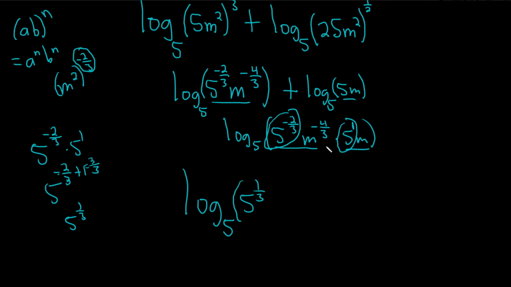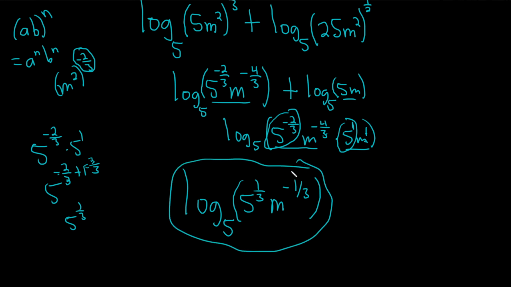Okay. And then same thing here. We have m to the negative 4/3 times m to the 1. Think of 1 as 3/3. When you add 3/3 plus negative 4/3 is negative 1/3. Ridiculous. So that would be an acceptable final answer. You could probably keep writing it and write it as a cube root and stuff and bring this downstairs, but let's stop here.